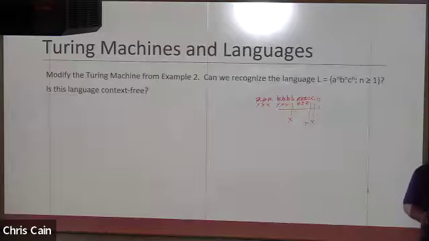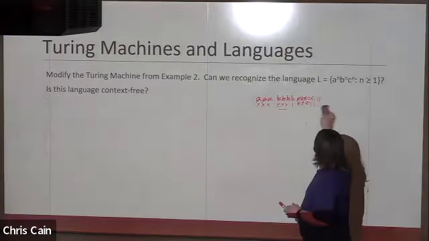Any others? Any other string examples you think would cause this Turing machine idea to not work? It does work.